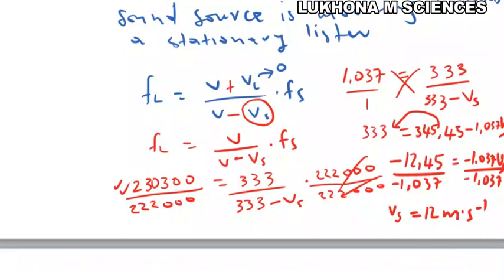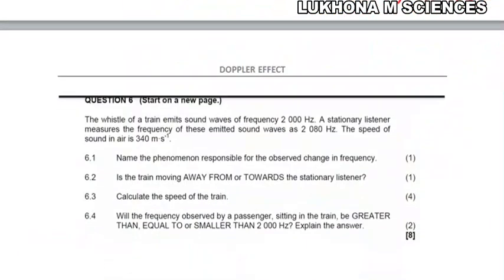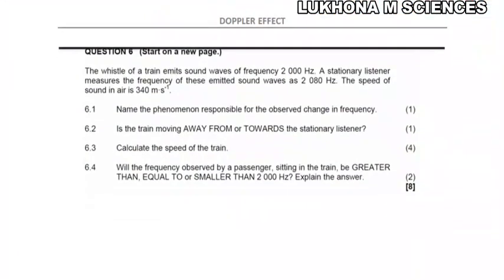Let's go to another question. Same question. That is the Doppler effect again. So question number 6. They say here the whistle of a train emits a sound frequency of 2,000 Hertz. A stationary listener measures a frequency of 2008. The speed of sound in air is this one, which means we have a data.